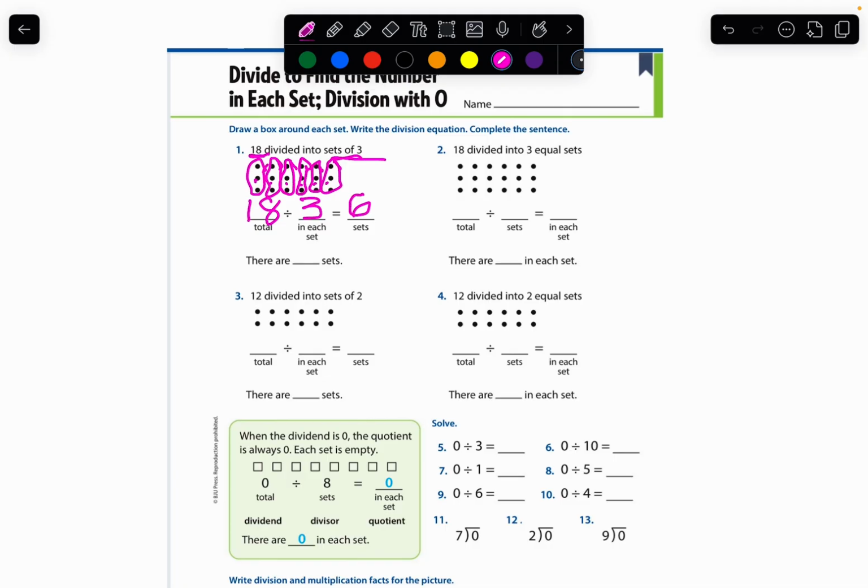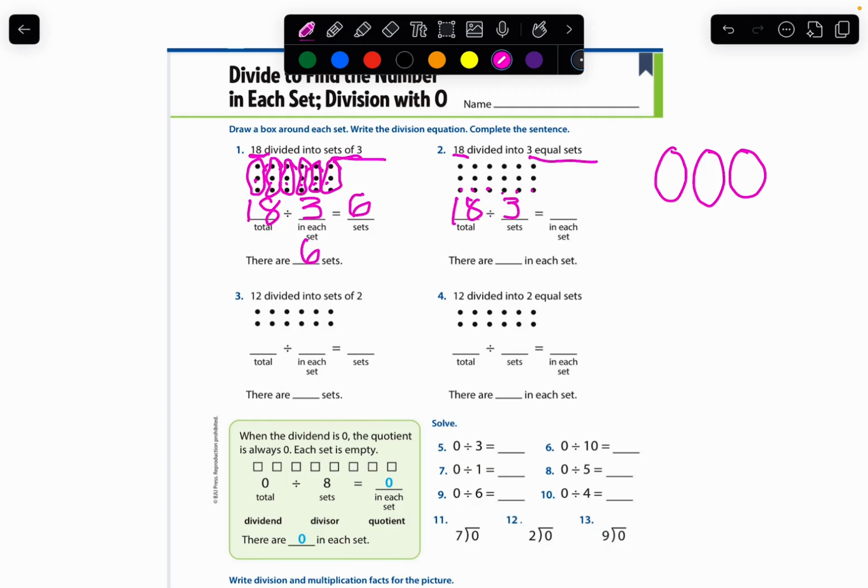All right, now this one, it says there are 6 sets. This one is going to be a little different. If you look at it, it says 18 divided into 3 equal sets. So what this is saying is essentially kind of the same thing, that I have 18 total, and I want 3 sets. So I want 3 groups, okay? So I would look at this and say, where can I divide my groups? So I know if I count my number across, I have 1, 2, 3, 4, 5, 6.